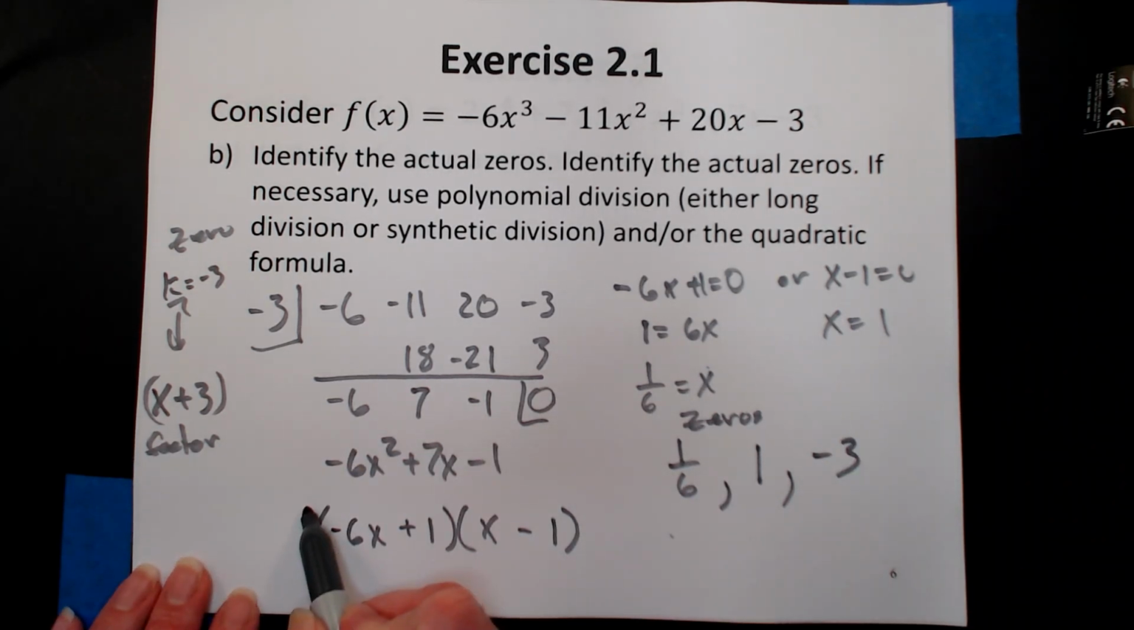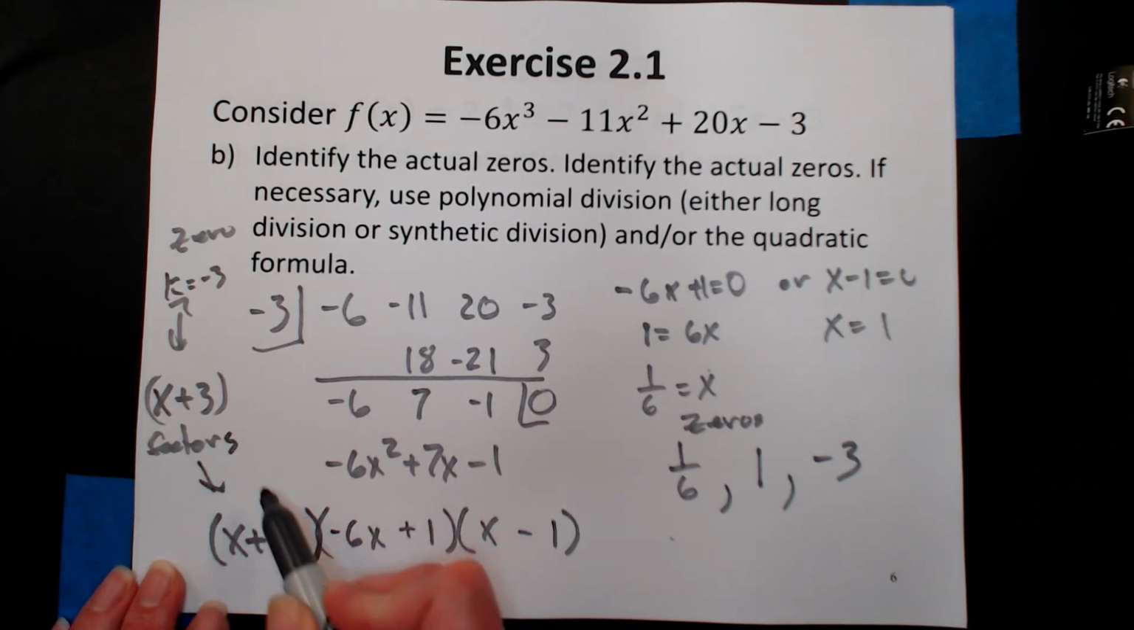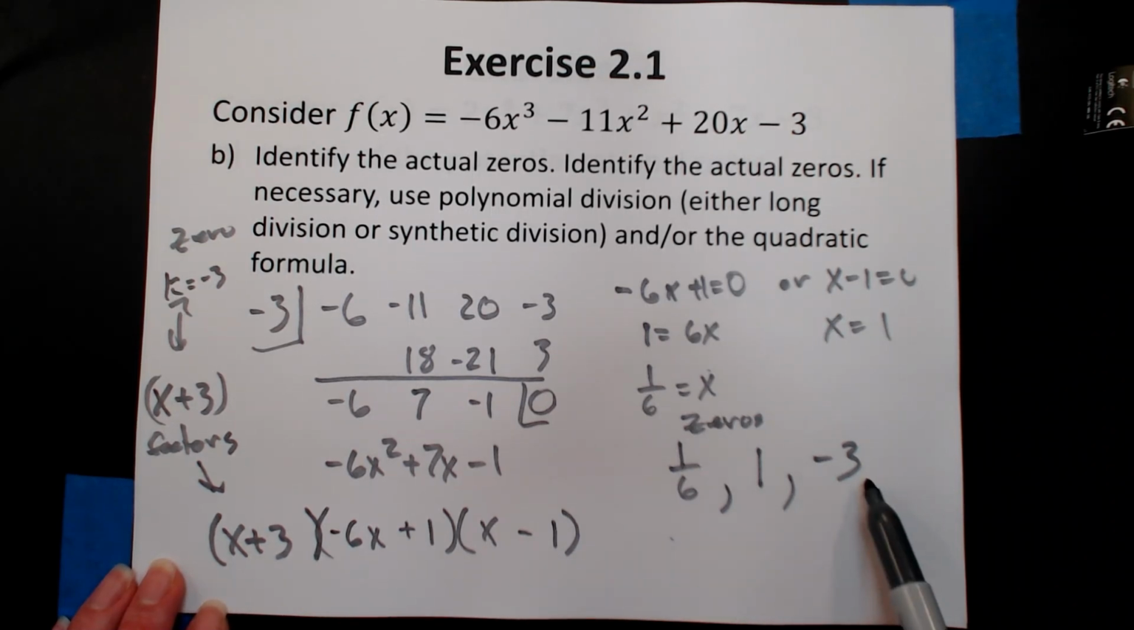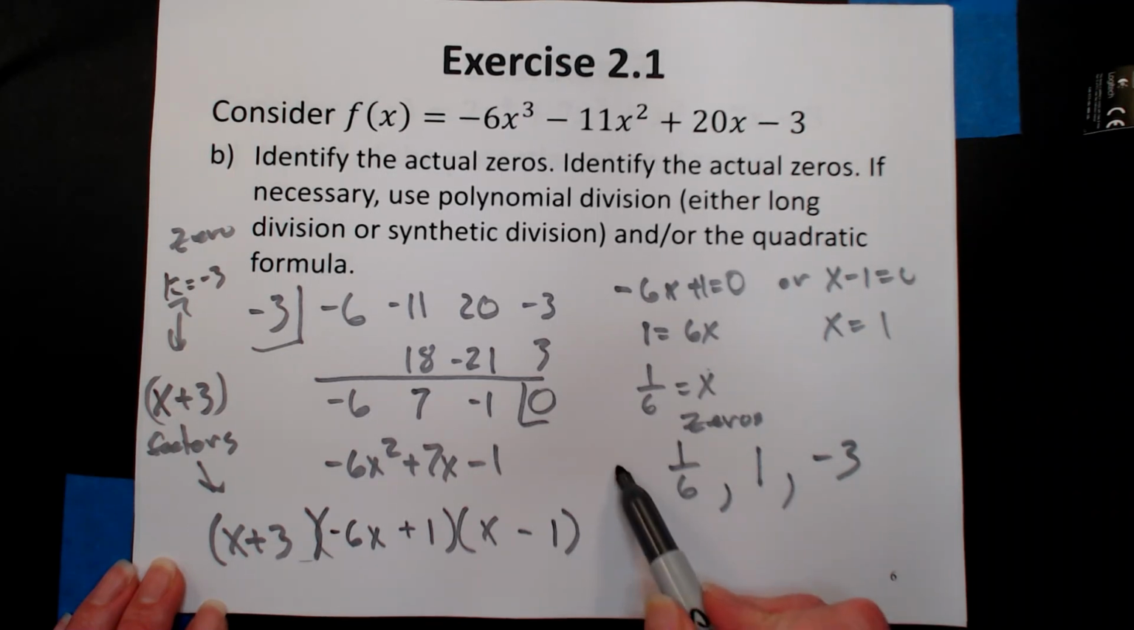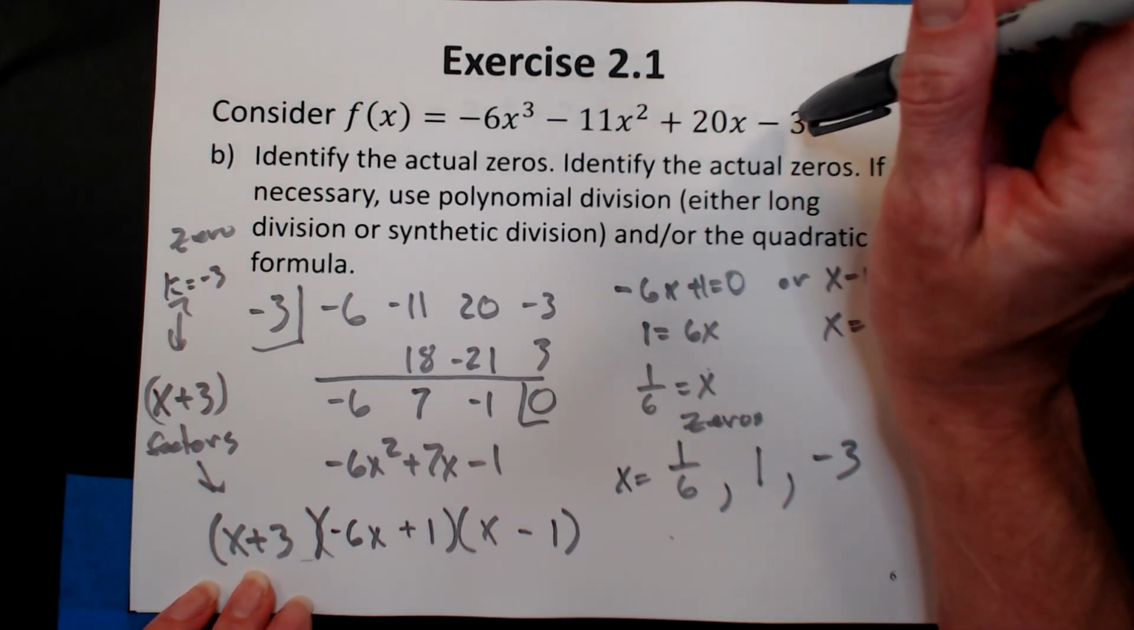And so if we were to factor this completely, we need the x plus 3 here as well. So we factored it completely. These are the factors, and these are the zeros. So if it asks for the zeros, this is what they want. If it asks for the factors, it wants x plus 3 times negative 6x plus 1 times x minus 1. The zeros are 1/6, 1 and negative 3. So once again, you can make some good guesses and hit it on the first try.